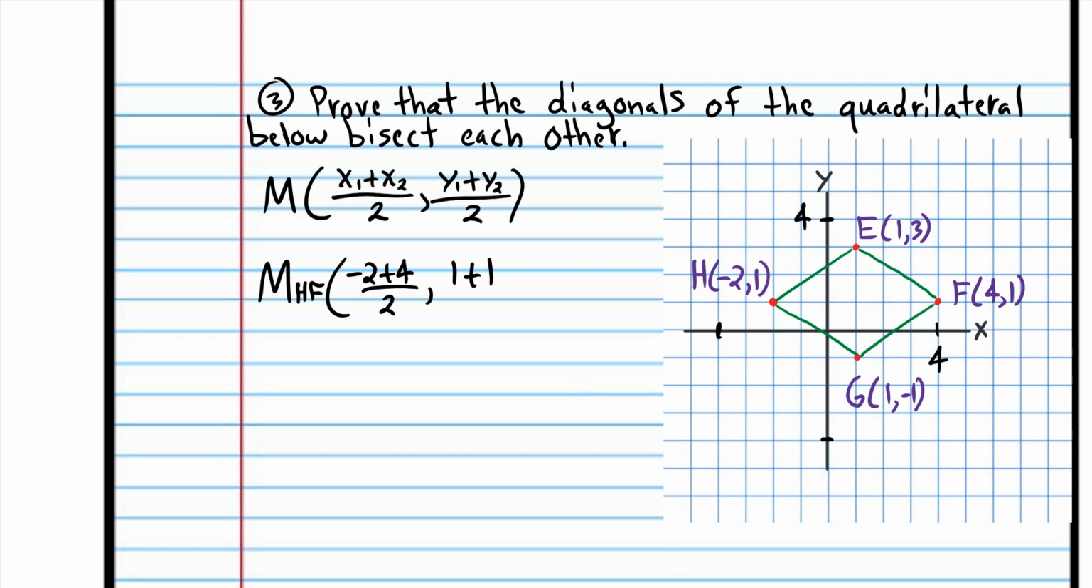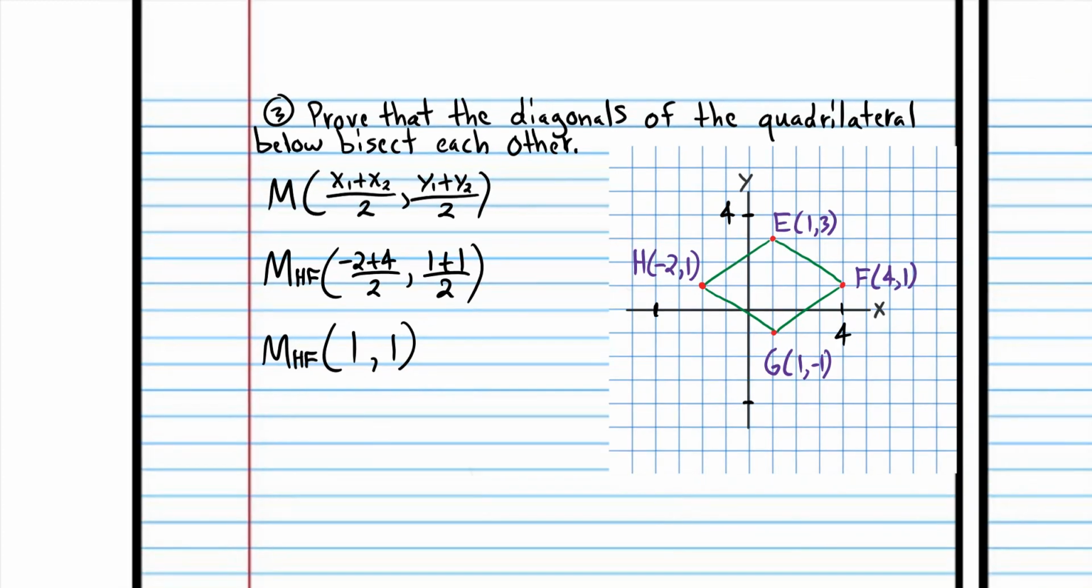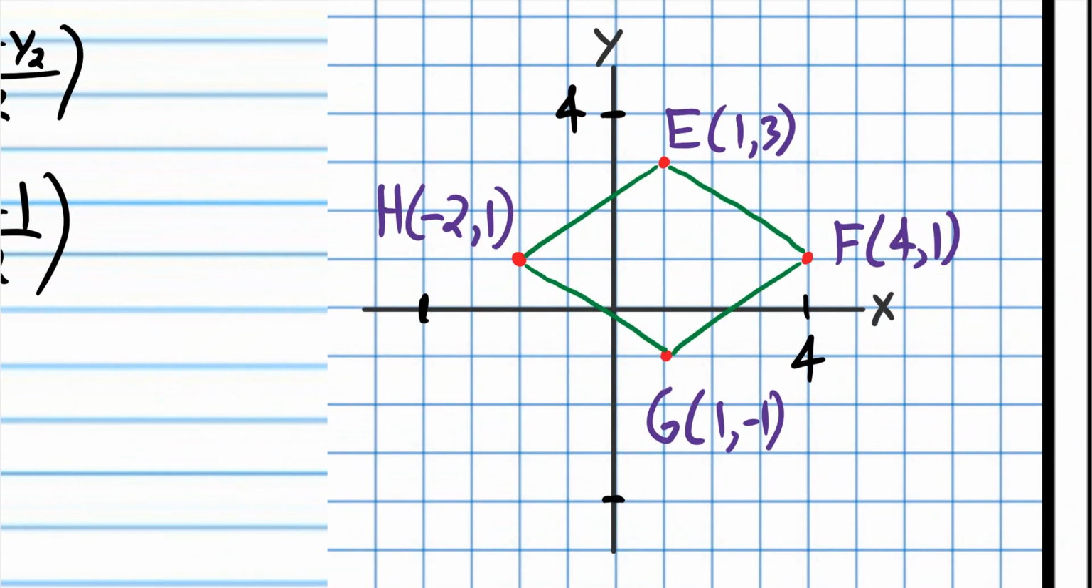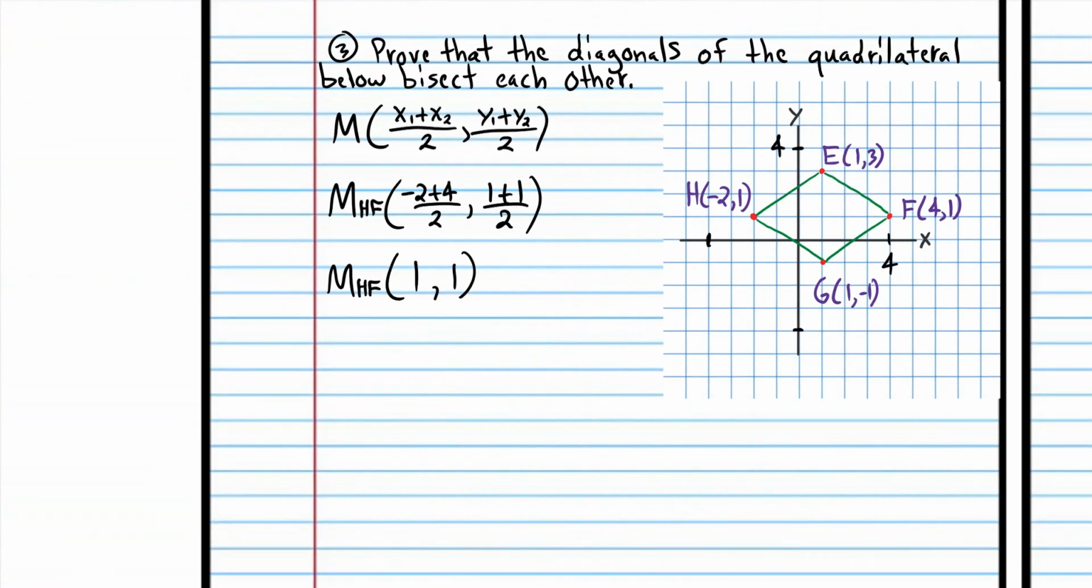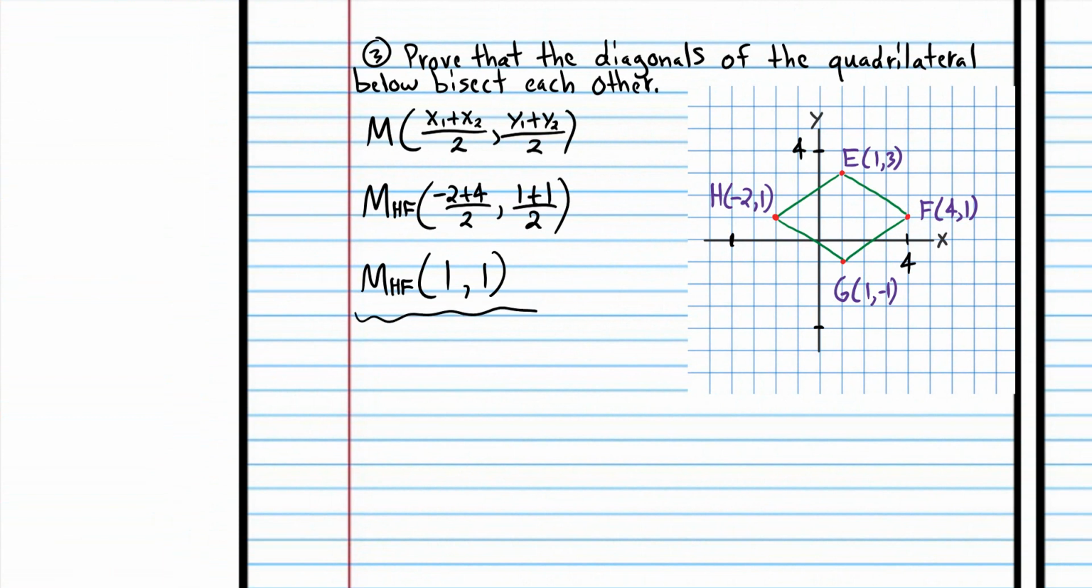That'll be 1 plus 1. Divide by 2, that gives you your y value of the midpoint between H and F. So the midpoint, if we simplify, we get 1 and 1. So 1, 1. That seems about right. 1, 1's about there. It should be about the midpoint there. So now we're going to put a little squiggly line. We're going on to the next thing.